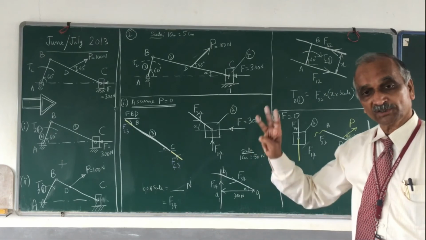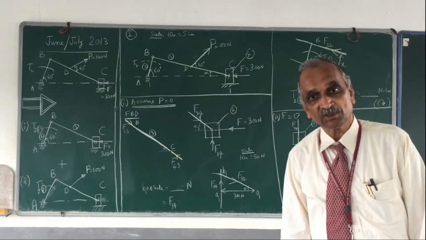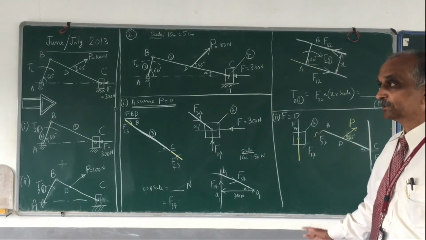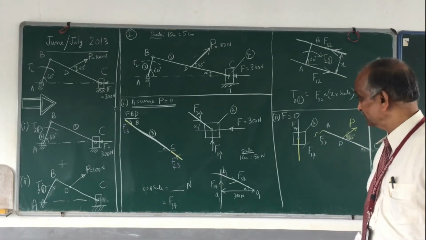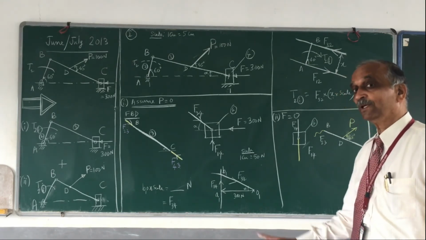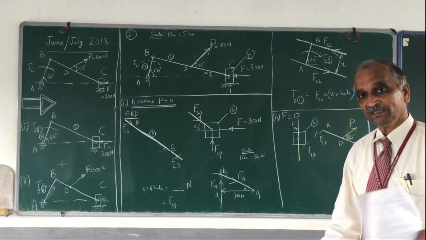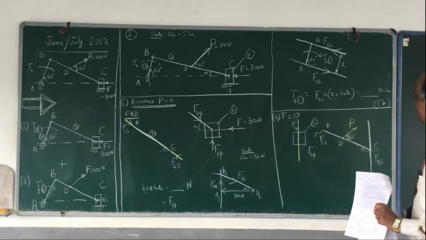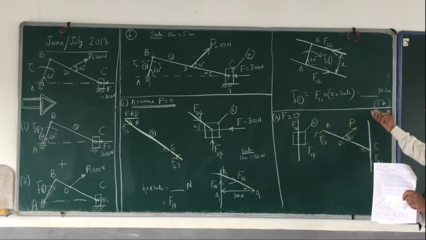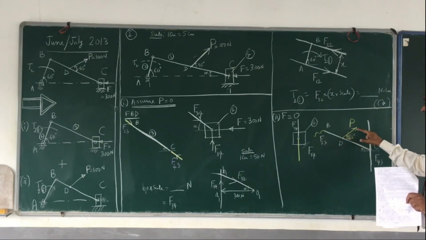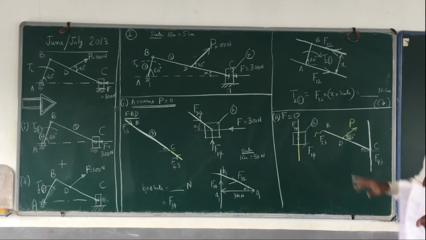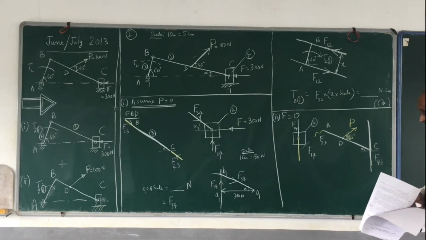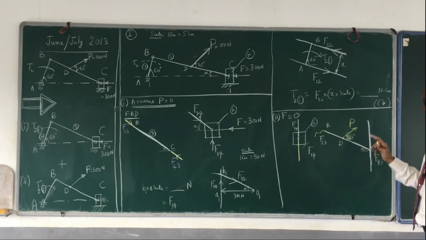So it is a 3-force system. If at all it has to remain in equilibrium, the 3 forces must have a common point. That's the first part of the condition. 3 forces must have a common point. So this is the line of action of one force, this is the line of action of the second force, the third one I don't know. Since I know the line of action of two forces, let me find out the common point of the two forces.